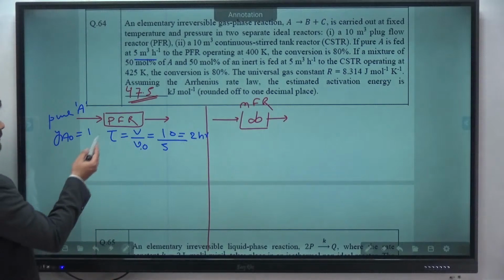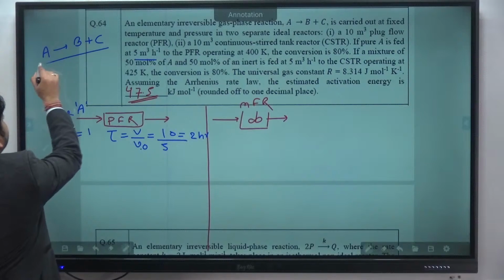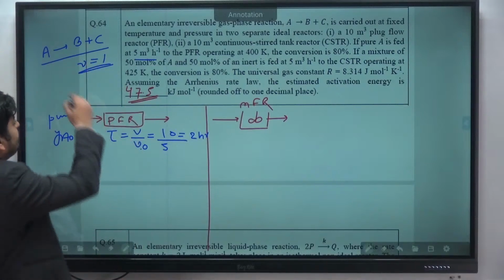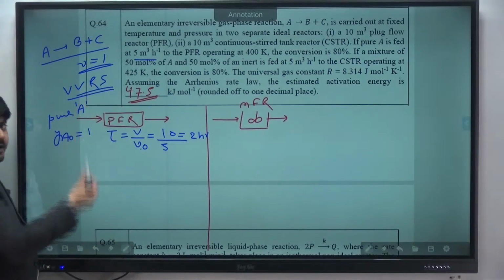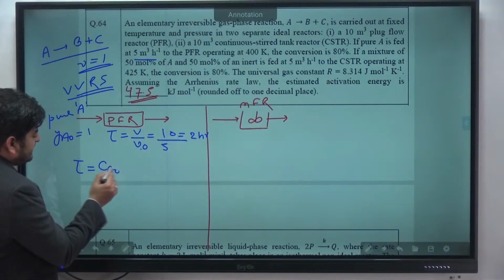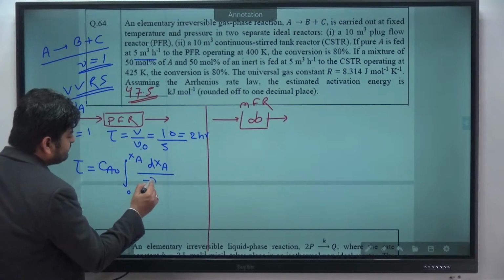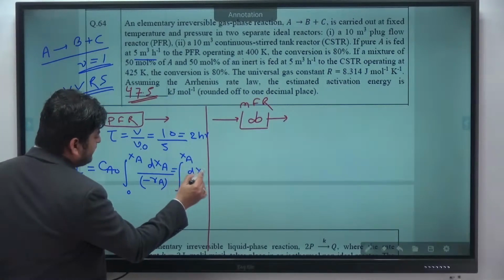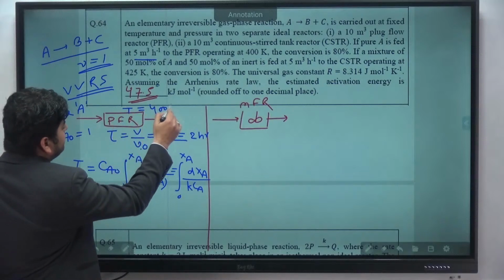Okay, and the reaction is A gives B plus C. This is a gaseous reaction where the overall stoichiometric coefficient is equal to 1. So it is obvious that it will follow variable volume reaction system kinetics. So for a PFR having a variable volume reaction system, the design equation is tau equal to Ca0 integral from 0 to xa of dxa over minus Ra, where minus Ra will be Kca. Here the temperature is 400 Kelvin.